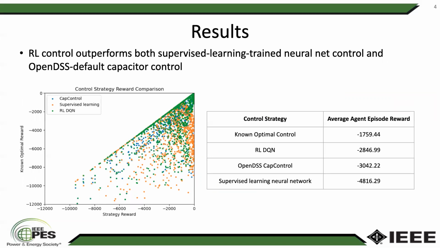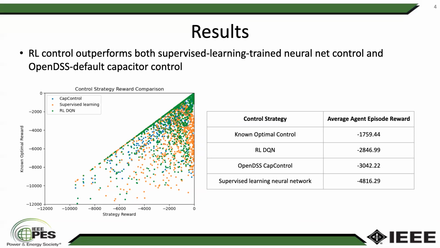We compare the trained DQN with two other control methods. First, a neural network was trained using the known optimal control as an output with the states as an input. Second, the OpenDSS default capacitor control is a simple rule-based control, which enables capacitors based on local voltage measurements. These three methods were compared on a separate test set of voltage configurations for the microgrid.